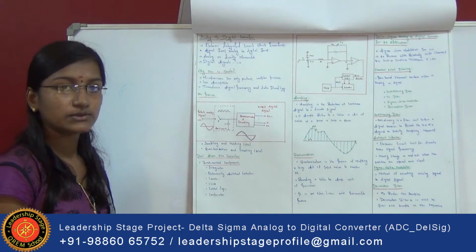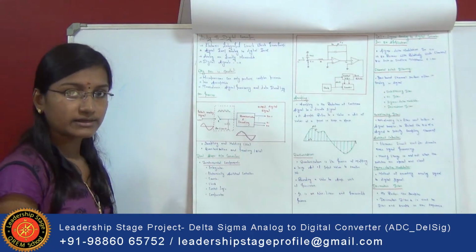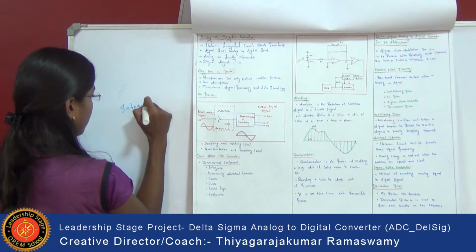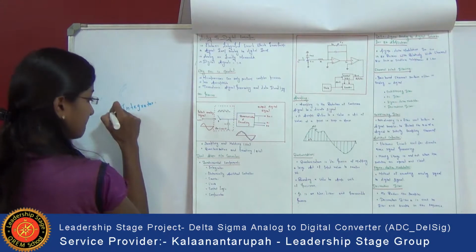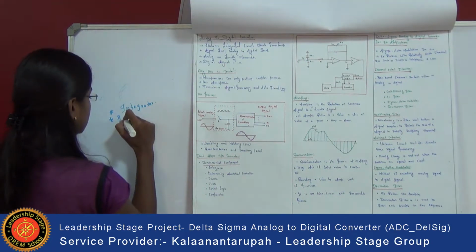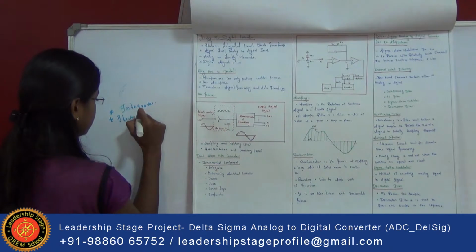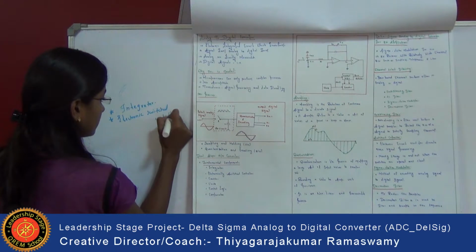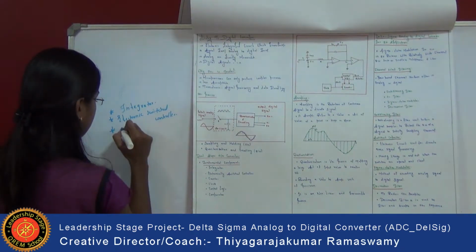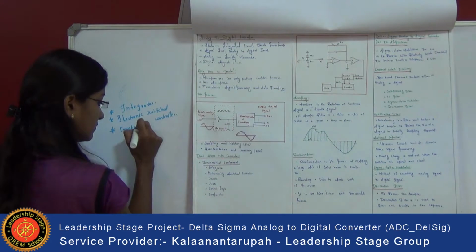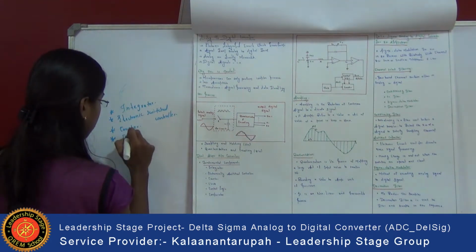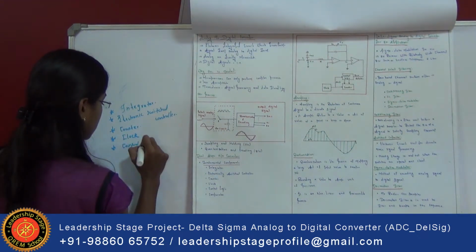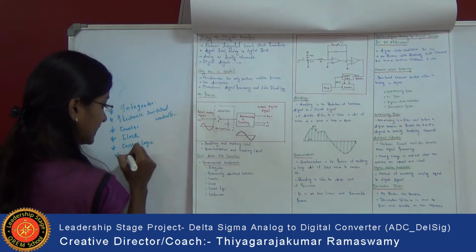The fundamental components used in this dual slope A to D converter are an integrator, next electronic switch controller, next counter, next clock, next control logic, next comparator.